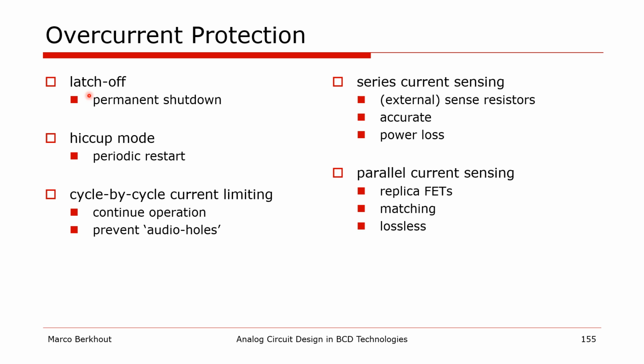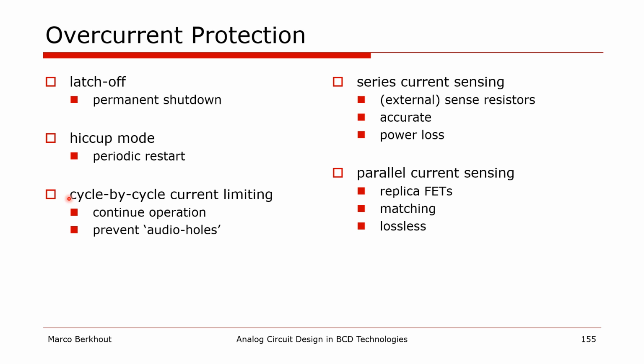This is a good strategy in applications where fault conditions can cause safety hazards, such as in industrial environments or cars. Second is the hiccup mode, where the system shuts down but tries a periodic restart to check if the fault condition persists. This strategy is often used in switch mode power supplies. And third is a cycle-by-cycle current limiting. In this case, the system continues operation, but the duty cycle of the half bridge is modified such that the current stays below a safe limit.